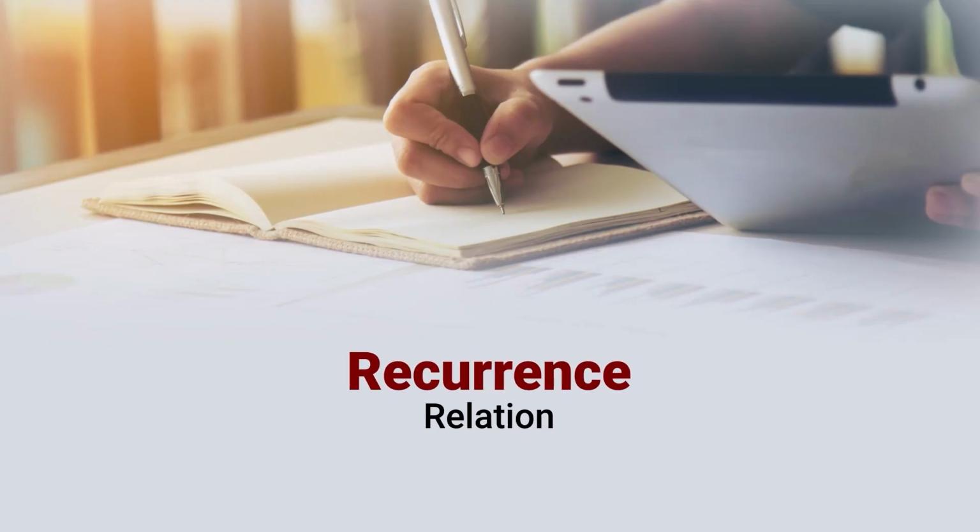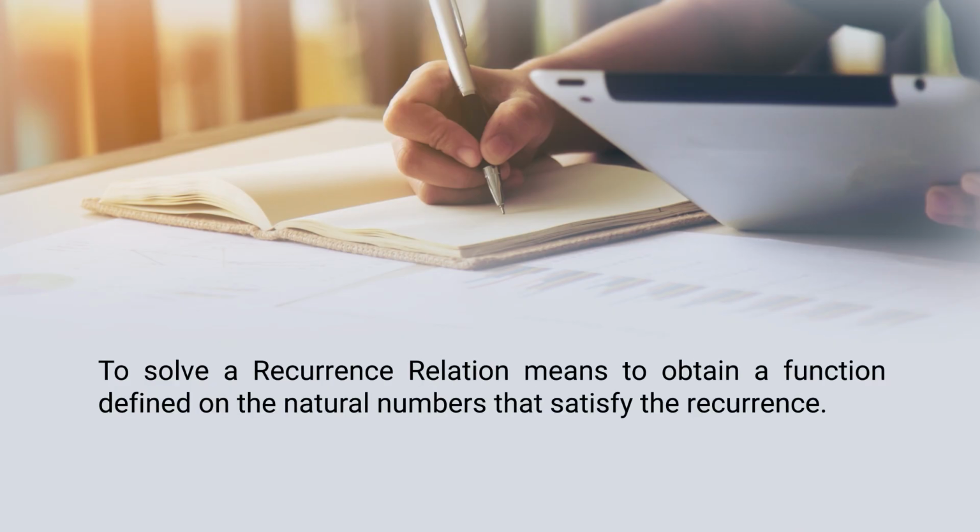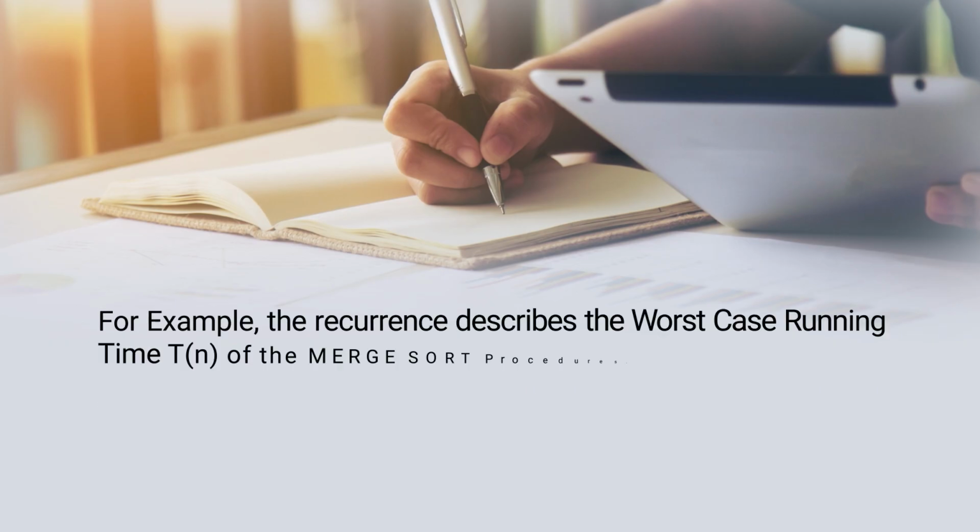First, we have to understand the meaning of a recurrence relation. A recurrence relation is a mathematical model that captures the underlying time complexity of an algorithm. So, in every recurrence relation there will be mathematical modeling. What is mathematical modeling required for? To capture the time complexity of an algorithm. To solve the recurrence relation means to obtain a function on natural numbers that satisfies the recurrence. We will see that in an example.